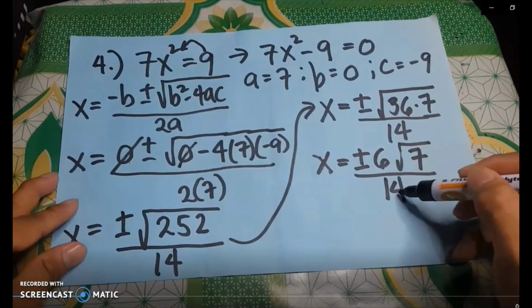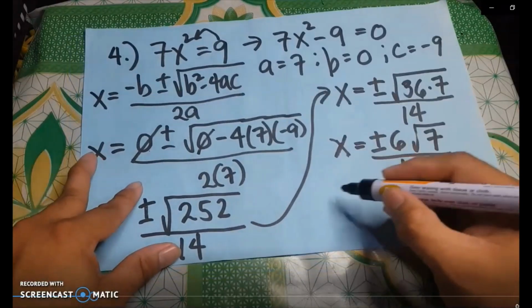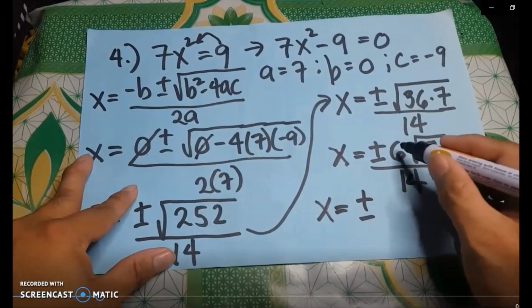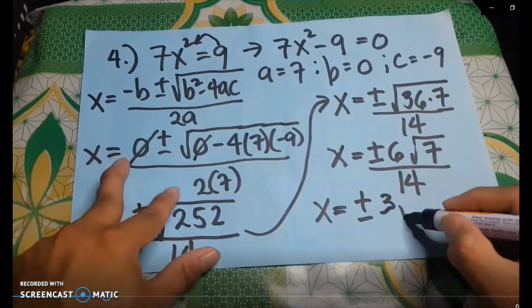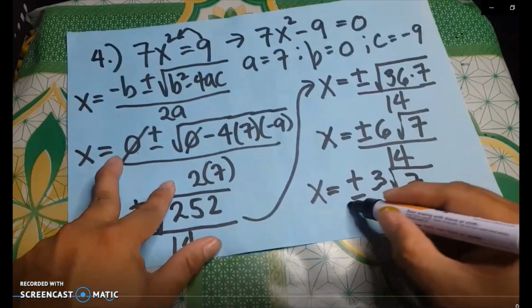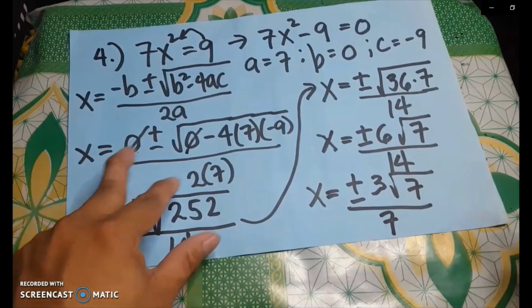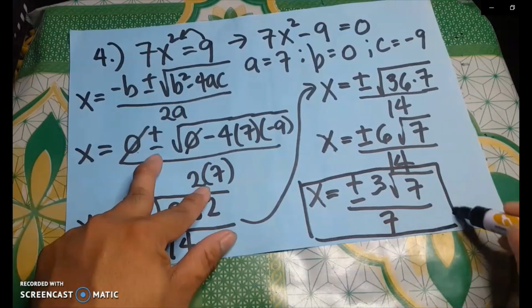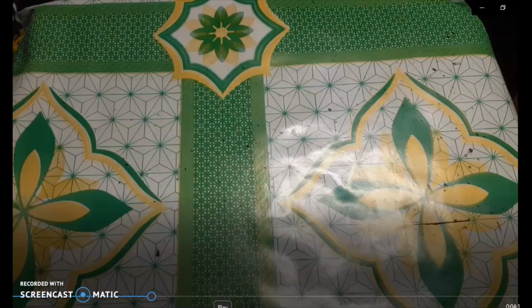That 6 and 14 are both exactly divisible by 2. So we can simplify the 2 here. So that will come up with x is equal to positive negative, 6 divided by 2 is 3, then copy square root of 7, all over 14 divided by 2 is 7. So that will come up with this answer as a solution to the given quadratic equation.